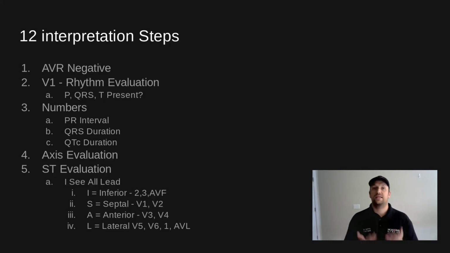If all 3 leads are pointed up, positive deflected, then that is normal. If lead 1 and lead 2 are positive and lead 3 is negative, then that is physiologic left axis. If lead 1 is positive, but lead 2 and lead 3 are negative, that is pathologic left axis deviation. Anytime that lead 1 is a negative deflection, that is a right axis deviation.